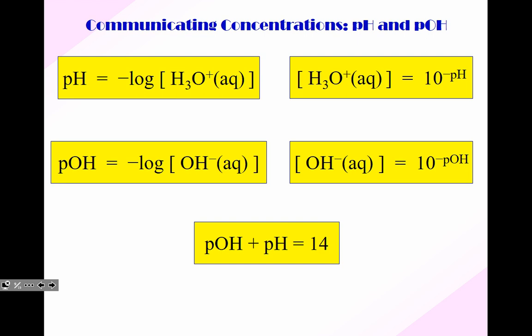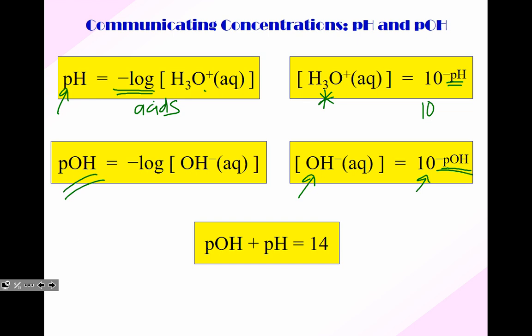Communicating concentrations, pH and pOH. You know that if you're finding the pH of a solution, you apply the negative log of your hydronium ion concentration. And that only works with acids, okay? So if you want to find the pH of an acid, you just take the negative log of the hydronium ion concentration. To find the hydronium ion concentration of an acid, you take 10 to the power of your negative pH. If you're looking for the pOH, it's your negative log of your hydroxide concentration. And to find the concentration of the hydroxide ions really quickly, it's just 10 to the power of your negative pOH. If you have your pOH, you just go 10 to the power of negative pOH to get your hydroxide ion concentration.